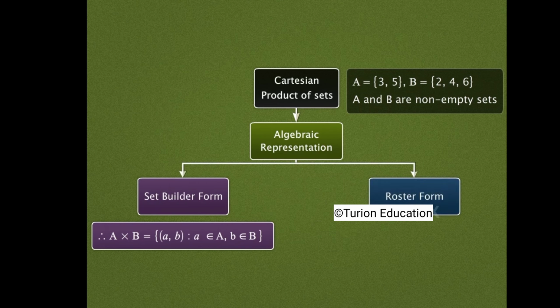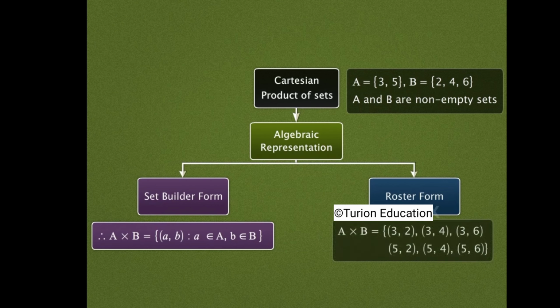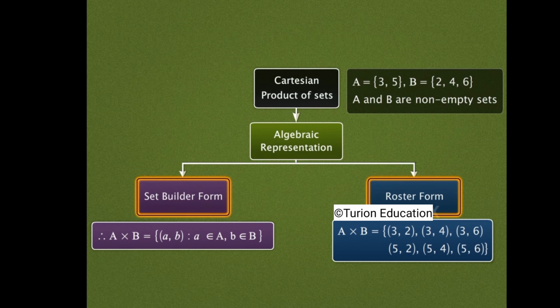We can easily write the Cartesian product of the given sets A and B in the form of ordered pairs: (3, 2), (3, 4), (3, 6), (5, 2), (5, 4), (5, 6). This is the roster form of the Cartesian product A cross B. Did you realize that we have written the same Cartesian product A cross B in two different forms, in roster form and set builder form?